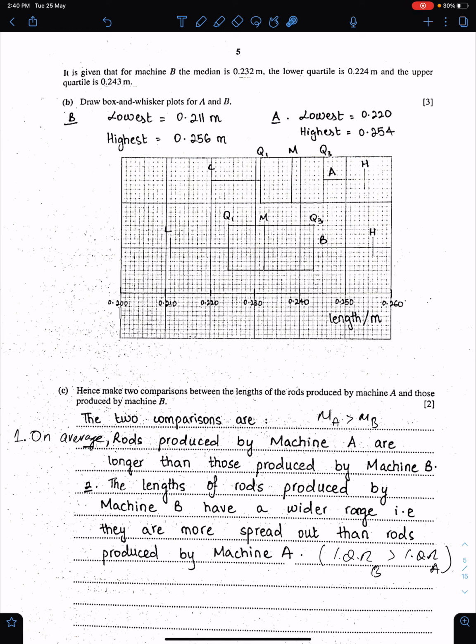Now you need to compare their IQRs. Since IQR of B is greater than the IQR of A, therefore you need to write the lengths of rods produced by machine B have a wider range, or they are more spread out than rods produced by machine A. More variation in B than in A. You need to compare their medians and their IQRs. You can even compare their ranges. But since IQRs are available, it's better to compare their IQR.